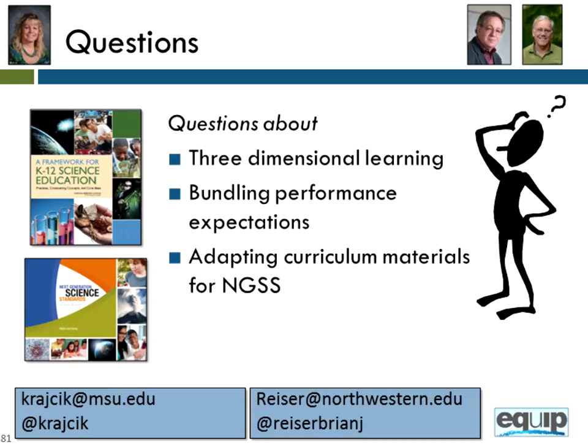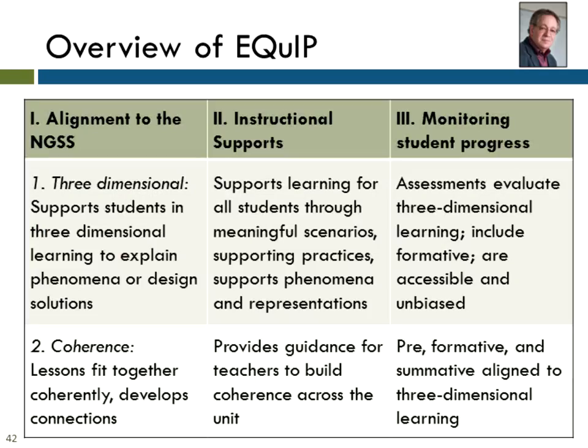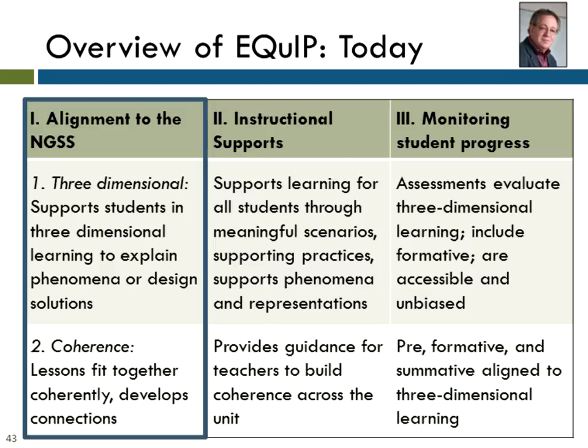If you look at the first column, it's made up of two parts. One is: does a lesson or a series of lessons engage kids in three-dimensional learning? Do you see the three dimensions working together so that kids can explain phenomena or design solutions? And then the second part, once you've made that decision, you go down and say, is there coherence? Do those lessons fit together, build on each other, and make connections so that students' ideas and their practices become richer and more sophisticated so they can explain more phenomena?